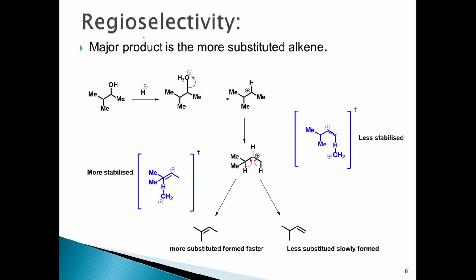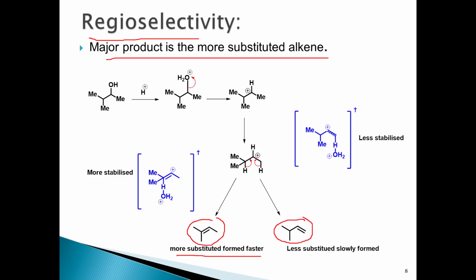Now, regioselectivity. What is the regioselectivity in such reactions? So the major product is the more substituted alkene. What do I mean by more substituted alkene? It is the alkene where more alkyl groups are attached. So for example, over here we have 3 methyl groups attached. If you consider this, we have only one methyl group attached, right? In this case we have 3 methyl groups attached. This is a more substituted alkene, and it is more stable.